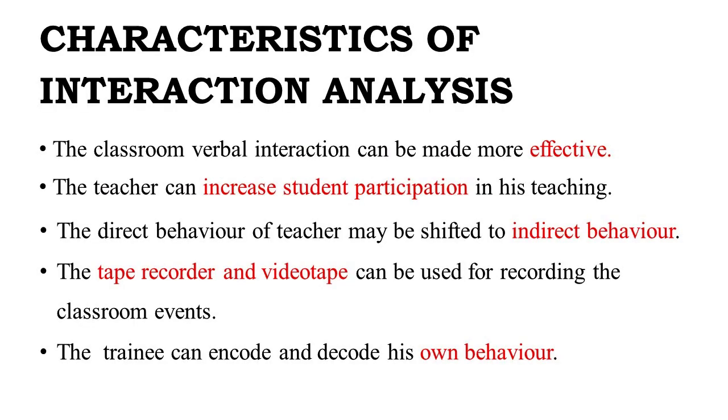Characteristics of interaction analysis. 1. The classroom verbal interaction can be made more effective. 2. The teacher can increase student participation in his teaching. 3. The direct behavior of the teacher may be shifted to indirect behavior, which is more suitable in a democratic way of life. 4. The tape recorder and videotape can be used for recording the classroom events. The trainee can encode and decode his own behavior. 5. This technique can also be combined with other feedback devices such as microteaching and simulated teaching.